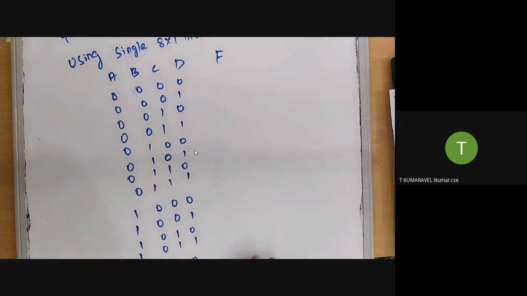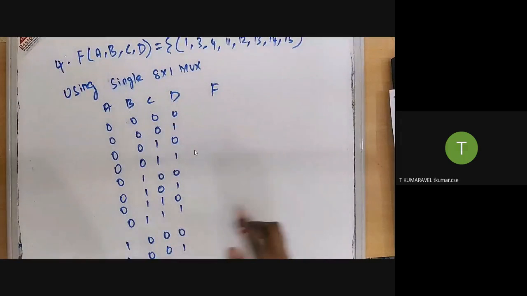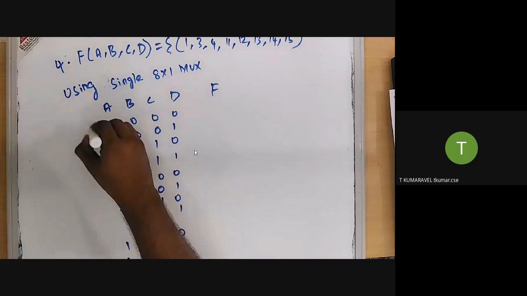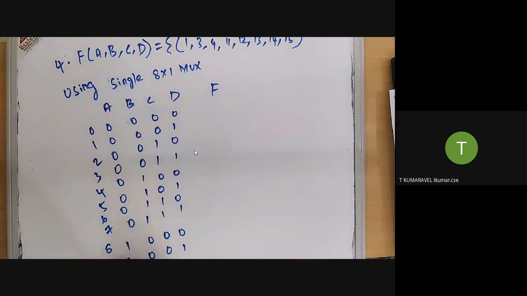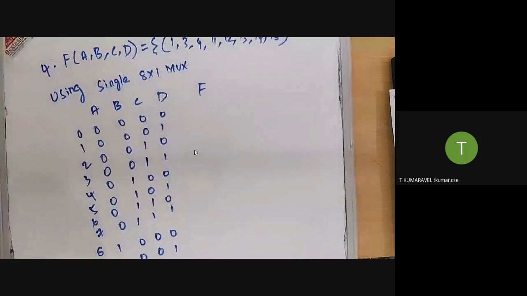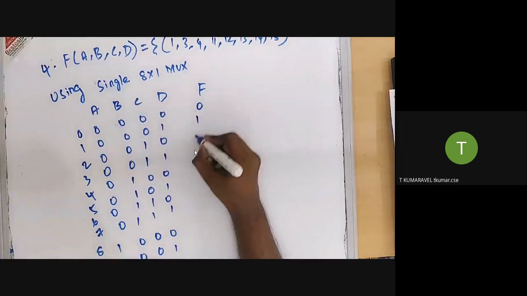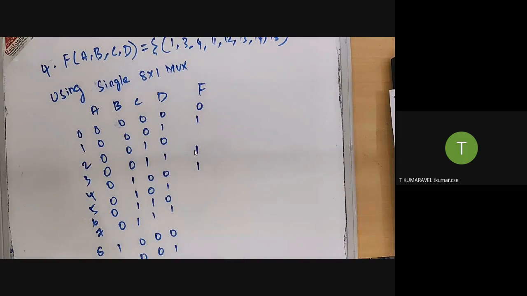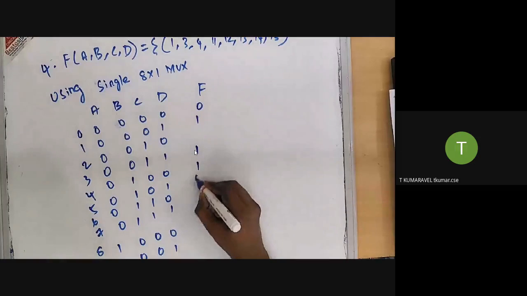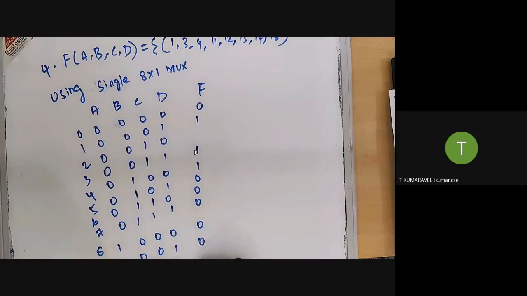Now look at the question. The min terms given are 1, 3, 4, 11, 12, 13, 14, and 15. The hidden meaning is that these are the positions where the output value equals 1. So 1 equals 1, 3 equals 1, and 4 equals 1. What about 11? 11 equals 1, 12 equals 1, 13 equals 1, 14 equals 1, and 15 equals 1. In the rest of the places, the output value equals 0.